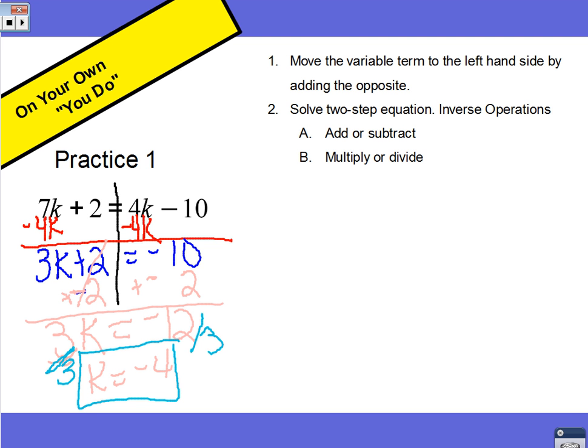I apologize, my answer is a little bit sloppy, but hopefully you got the same answer as I did. k equals negative 4. Let's hope I didn't make any mistakes this time. Next problem.